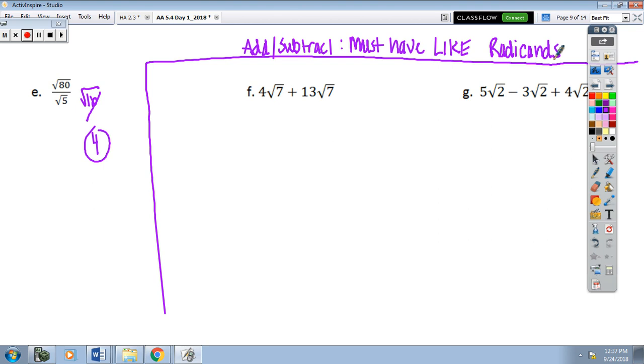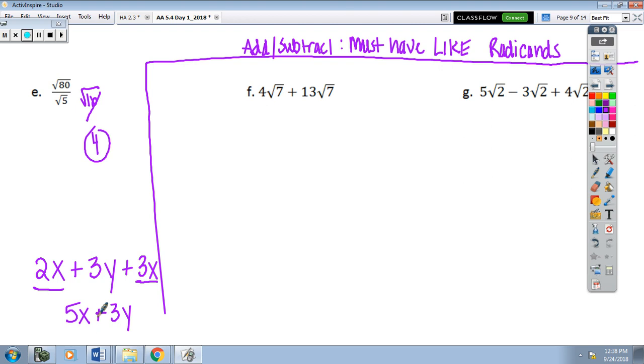Like radicands. Radicand is the number under the square root. I tell students to think of them as like terms in algebra. So, like in algebra, (2x plus 3y plus 3x). The only thing you would be able to add were the like terms, right? The 2x and 3x, and you get 5x plus 3y. It's kind of the same thing, but the like terms are your like radicands.